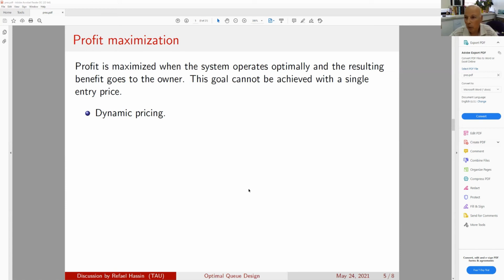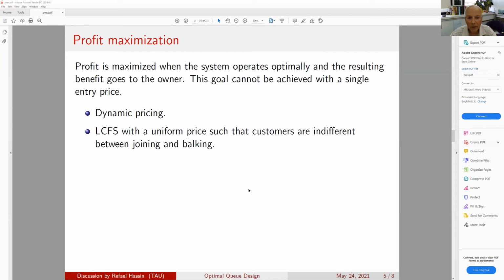One is that the system will operate optimally, so it generates the highest possible benefit to society. And the second point is that all the generated welfare will go to the owner, to the server. So if these two conditions exist, clearly the server gets the maximum that can be obtained from the system. And this goal cannot be achieved with a single price, but it can be achieved by dynamic pricing, so a price that depends on the queue length. It can be achieved by last come, first served, because when we have last come, first served, every arriving customer has the same expected benefit, so I can just charge a price equal to this expected benefit, and I get that the system functions optimally and all the benefit goes to the server.